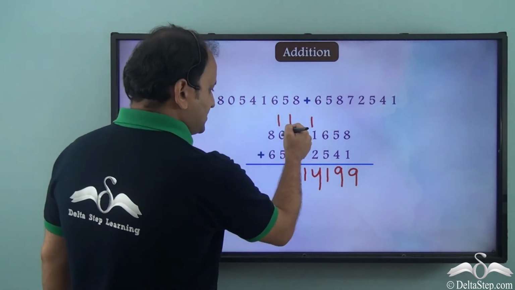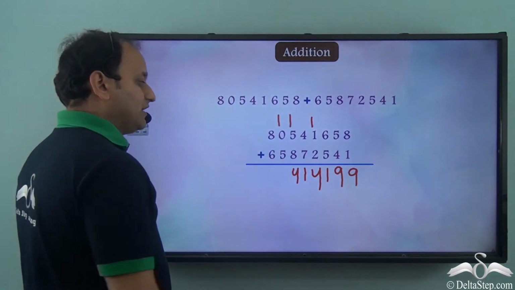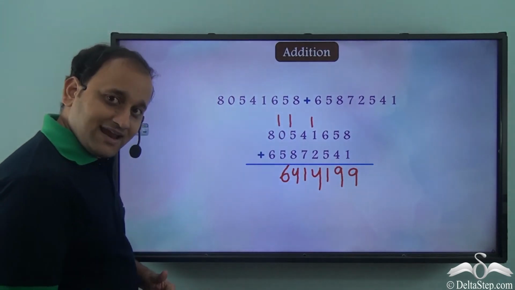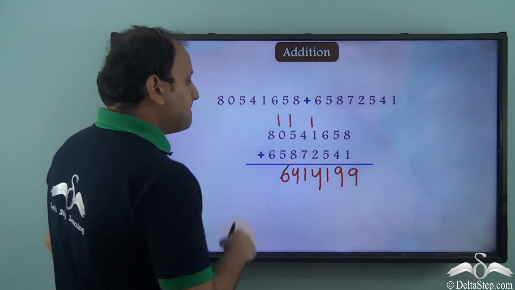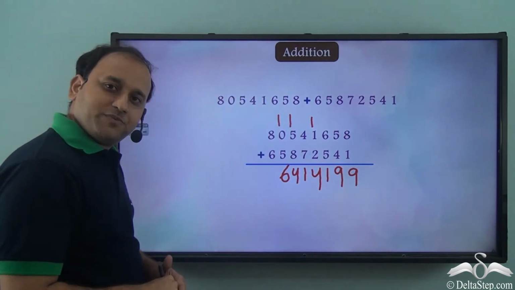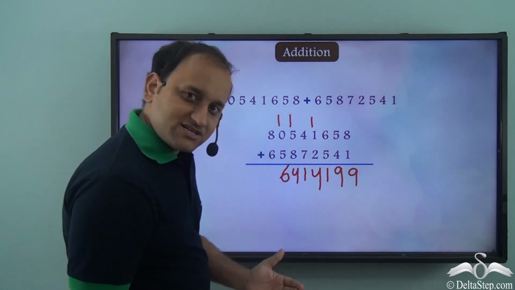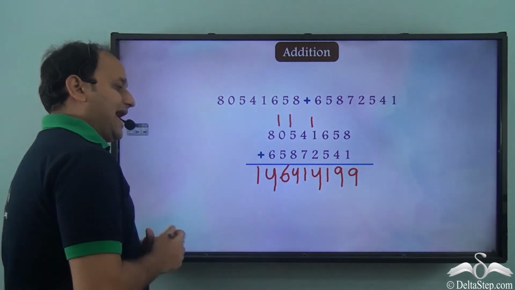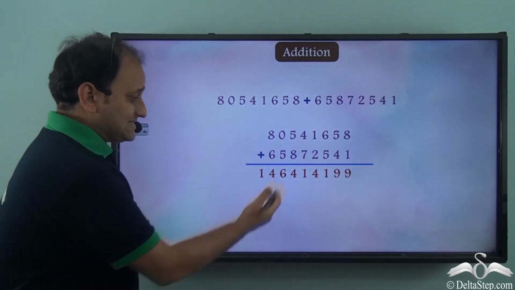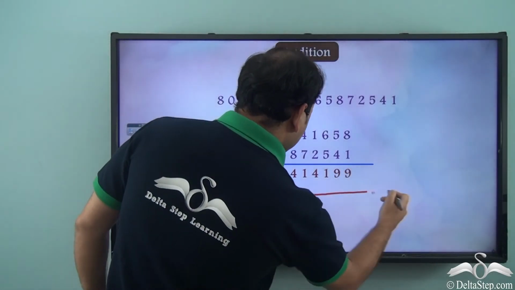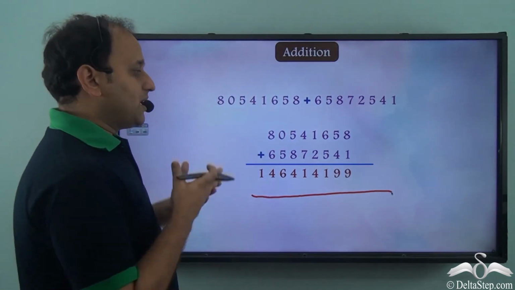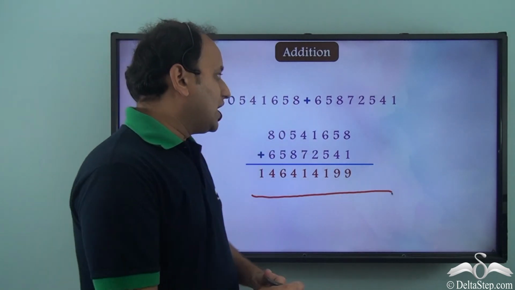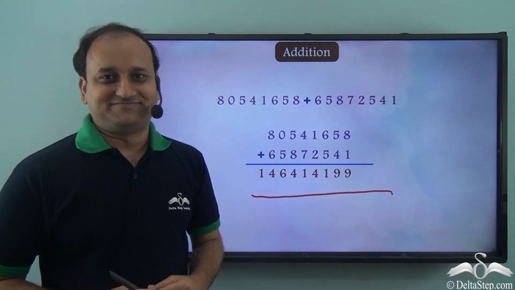Now 5 plus 0 is 5, and plus 1 will be 6. And 8 plus 6 is 14, and 14 is a 2-digit number. But we don't have any more addition to perform. So we can write the 2-digit number as it is. So 8 plus 6, 14 will be written as it is. So this is the final answer. So this is how you will perform addition for larger numbers. For example, these two numbers, which are 8-digit numbers.